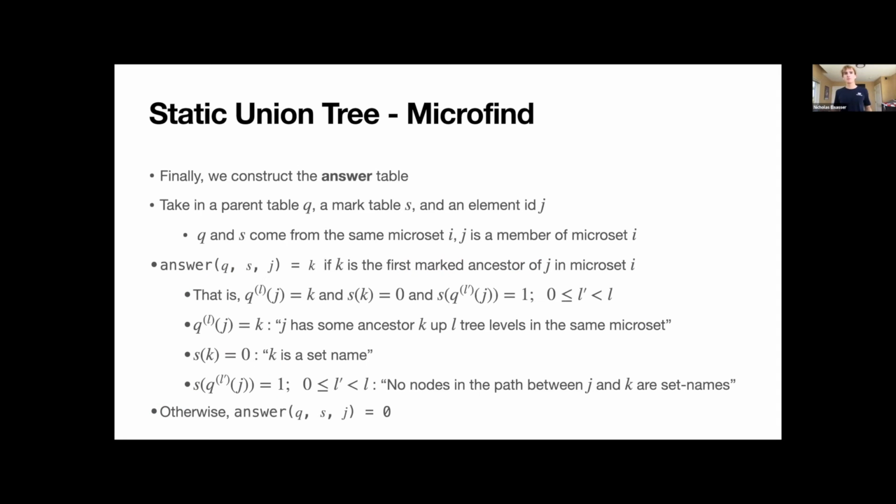Okay, so now we can finally move on to constructing this answer table. So we're going to take in a parent table as an integer, a mark table as an integer, and then some sort of element index as j. And so we're going to construct this answer function to basically do all the work of the microfind operation.